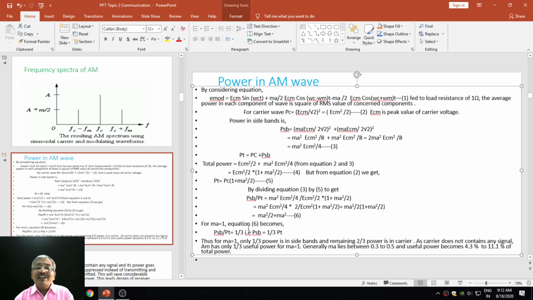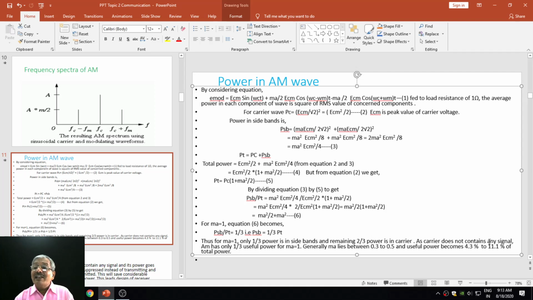So this equation indicates that out of total power, 1/3 power is present in the sideband, whereas 2/3 power is present in the carrier wave. That is, the minimum amount of power is present in the sideband, whereas the maximum power is present in the carrier. Thus, for MA is equal to 1, only 1/3 power is present in the sideband, remaining 2/3 power is present in the carrier.